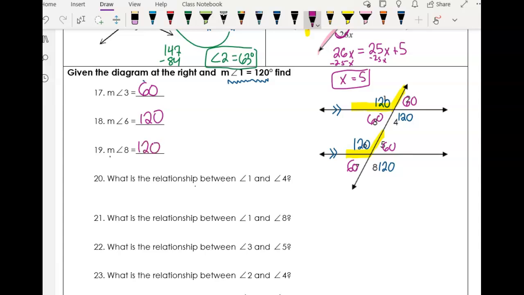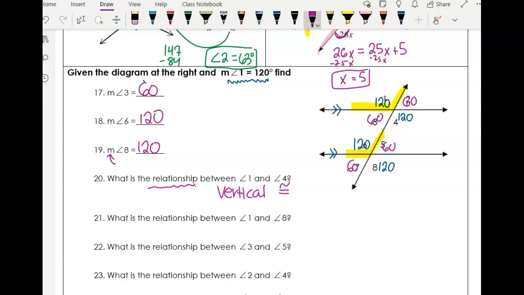Now, when they're asking, again, remember that M stands for measure, so they're looking for a degree. When they're asking about the relationship, they want the vocabulary here. So angle 1 and angle 4, well, we talked about those. Those are vertical angles, and that means that they are congruent or equal to each other. Okay, I always add that part in. You don't need to, but it lets me know not only have I identified the relationship, I've identified how, if I need to set it up as an equation, what I can do.